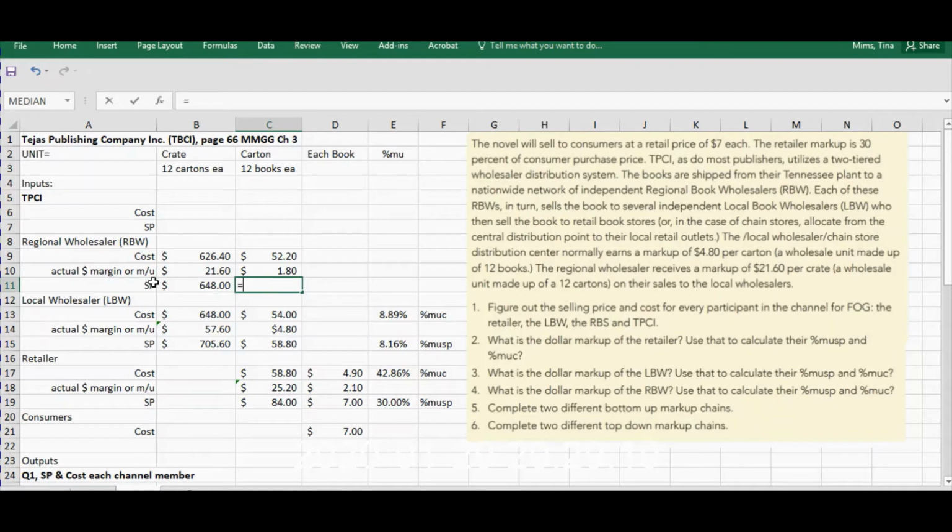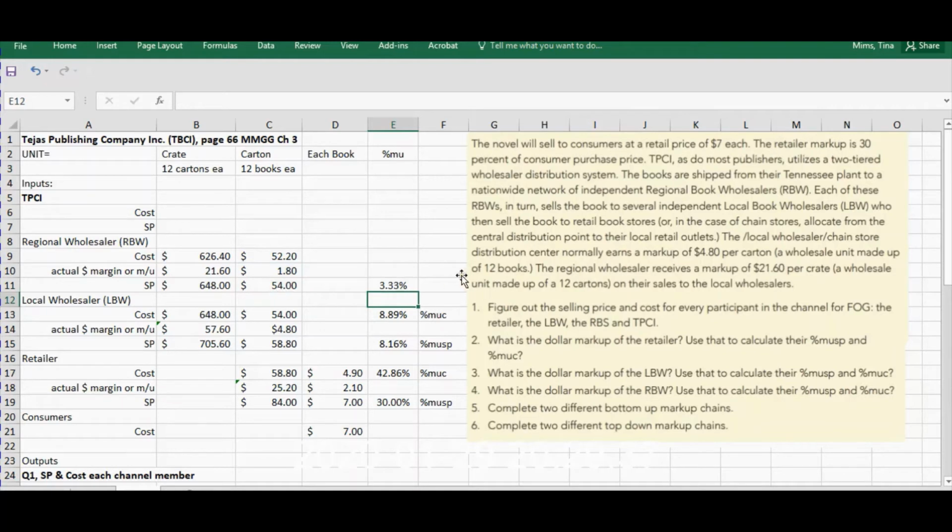Wow, look at that. That is very little margin on each carton. Look at that, $1.80, $1.80. Okay, so now we can calculate our markup on cost and markup on sales price, can't we? Super. Let's do that. Let's take the actual dollar markup and divide it by the sales price.